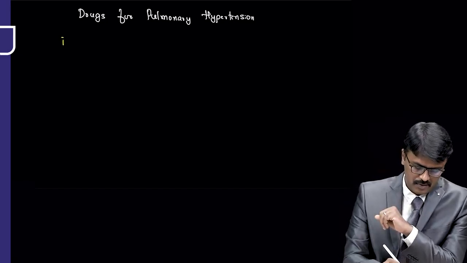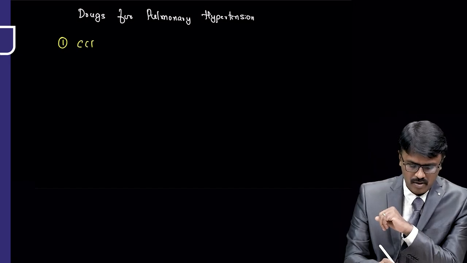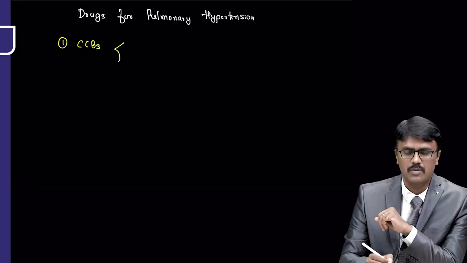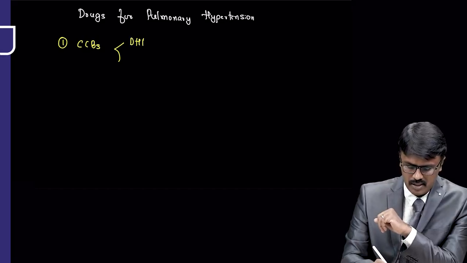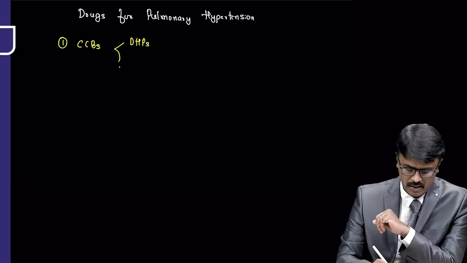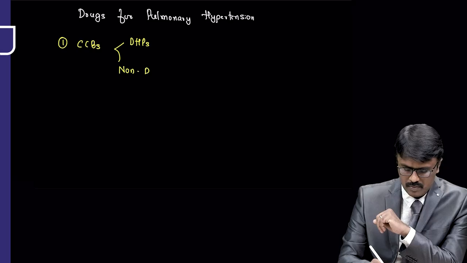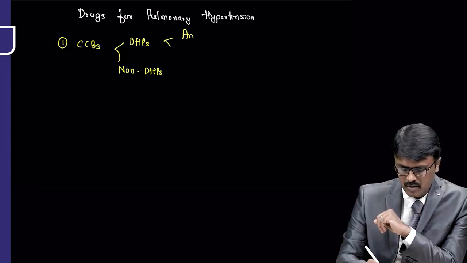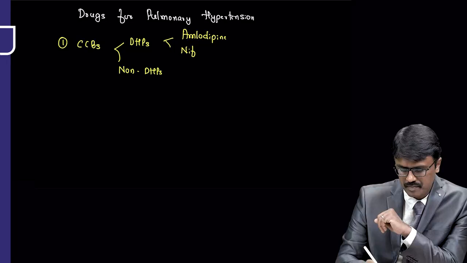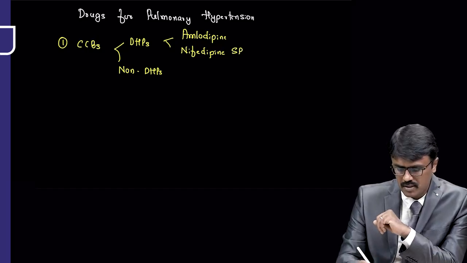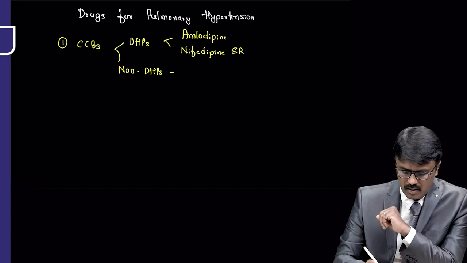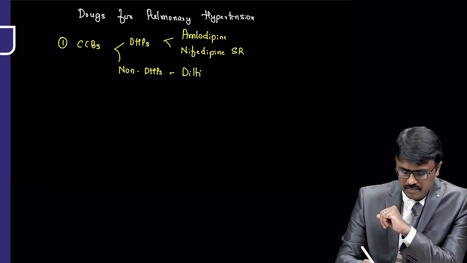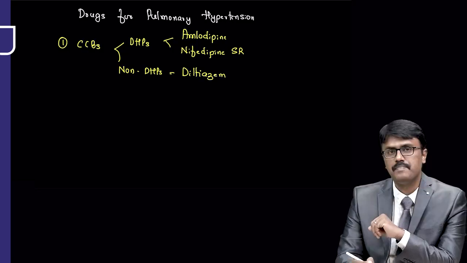In pulmonary hypertension, the first category of drug we use is calcium channel blockers. In calcium channel blockers, we have two: the dihydropyridines, DHP for short, and the non-dihydropyridines. In dihydropyridines, we have two drugs: amlodipine and nifedipine, and for nifedipine we use the sustained release formulation. The non-DHP we use is diltiazem.